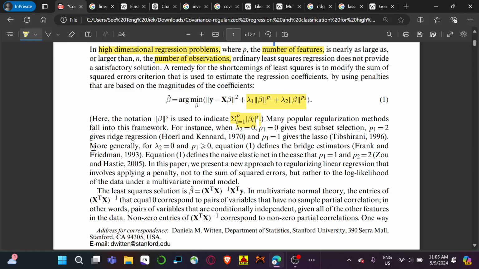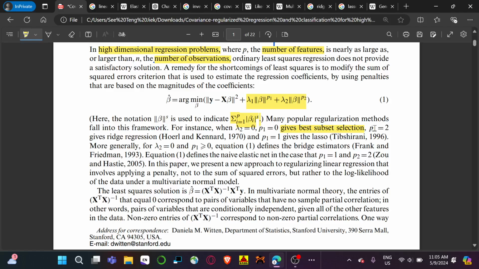Many popular regularization methods fall into this framework. For instance, when lambda 2 equals 0, and p 1 equals 0, this term basically cancels out and becomes 1, right? And this one is nothing. This gives the best subset selection. Not so sure what subset selection means.